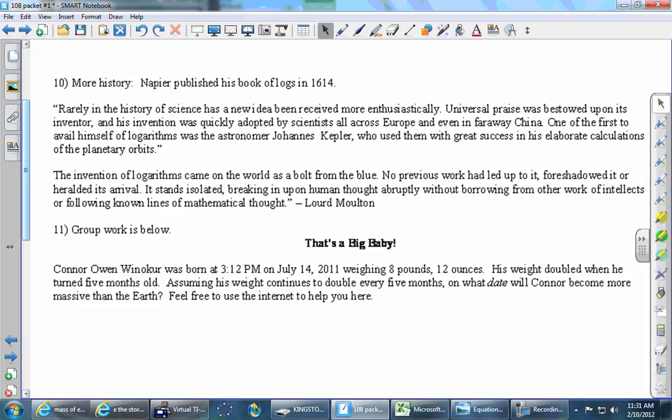Do you guys know Kepler's 3 laws of planetary motion? Maybe you've heard of them. Can anybody name any of the 3 laws? What is the shape that orbits rotate around the sun? It's an ellipse. That's one law. The planets travel in elliptical orbits with the sun at one focus.